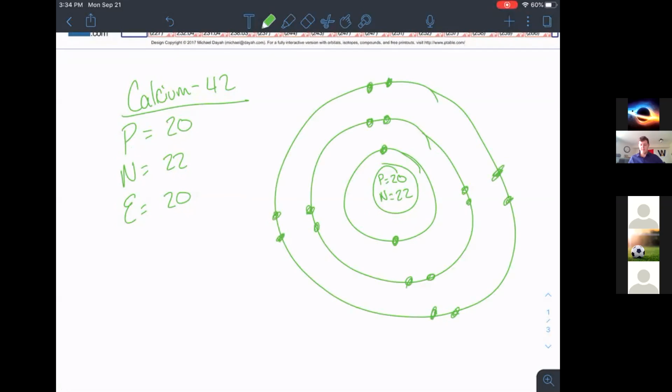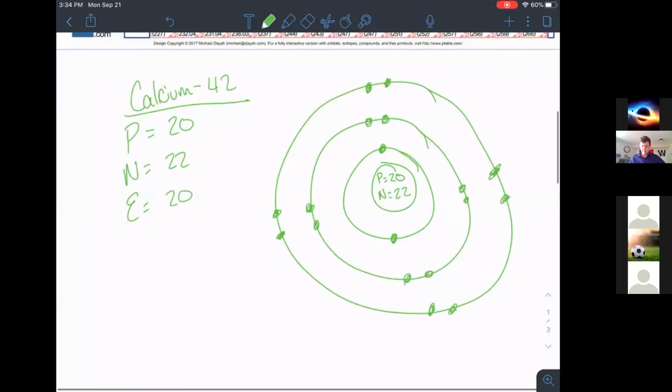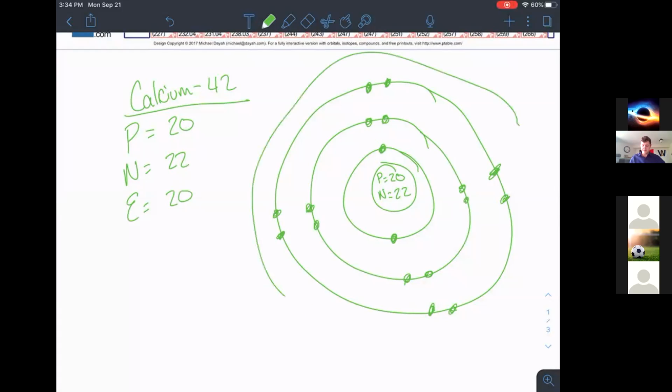All right. And then do we need a fourth orbital? Yes. And how many electrons do I put on that one? 2. Wonderful. 1, 2. Perfect. So that's my neutral calcium.